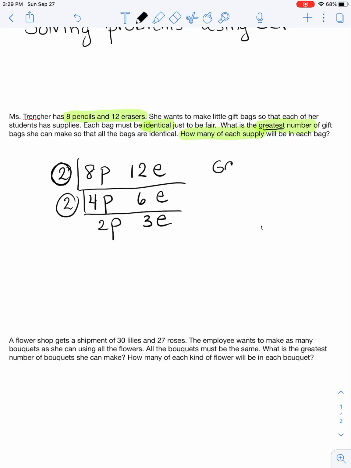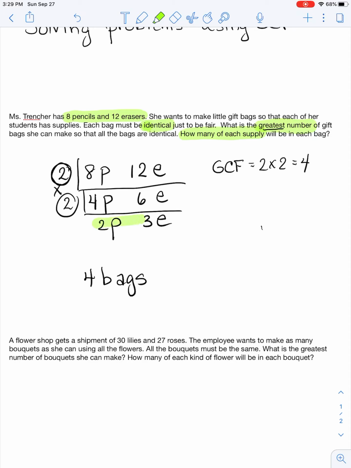So I see that the greatest common factor equals 2 times 2, which equals 4. Now, this 4 is the number of bags. So we have 4 bags. That's the greatest number of bags to ensure that each bag can be filled with the same number of pencils and the same number of erasers. So the greatest common factor tells us how many bags.